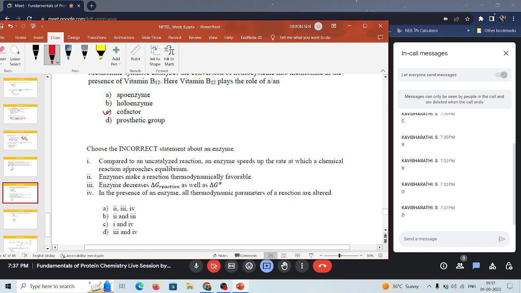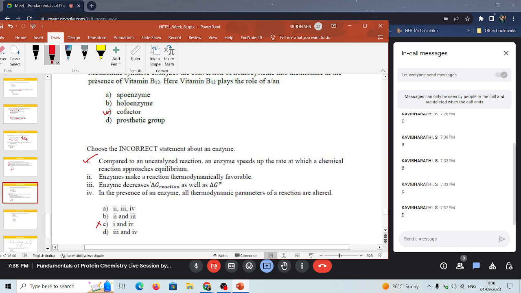Okay, let us go through them one by one. Compared to an uncatalyzed reaction, an enzyme speeds up the rate at which the chemical reaction approaches equilibrium. This is the correct option. So wherever one is there, it is not correct. So option C is gone. Let us see number 2.